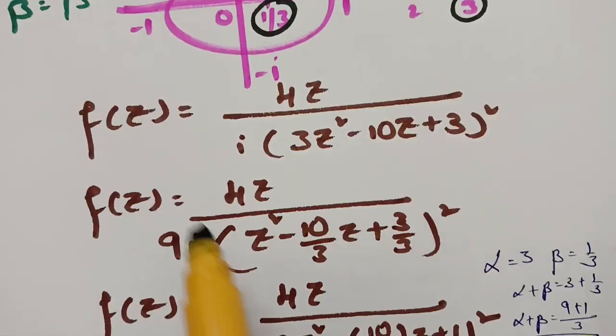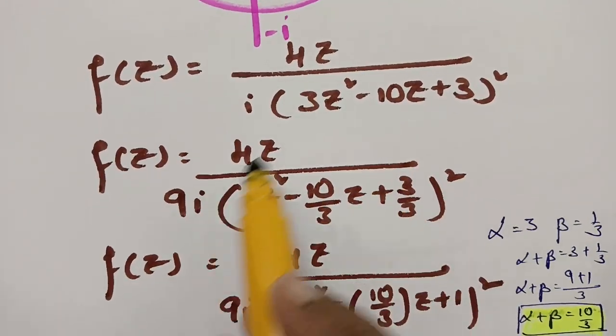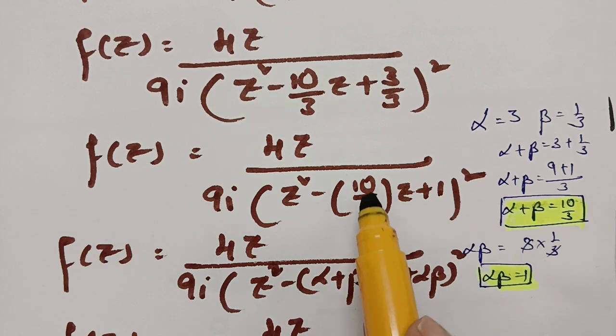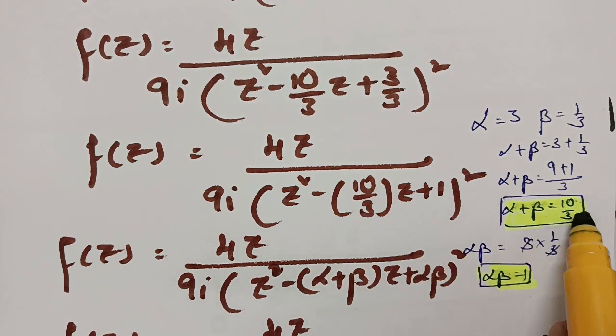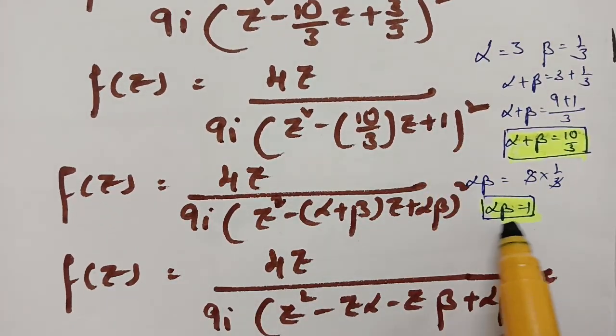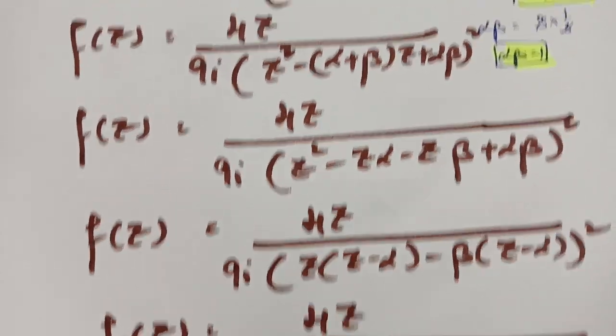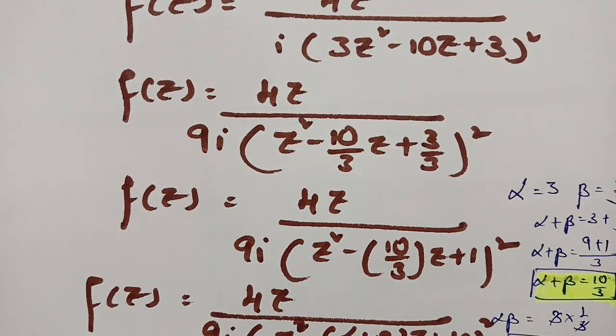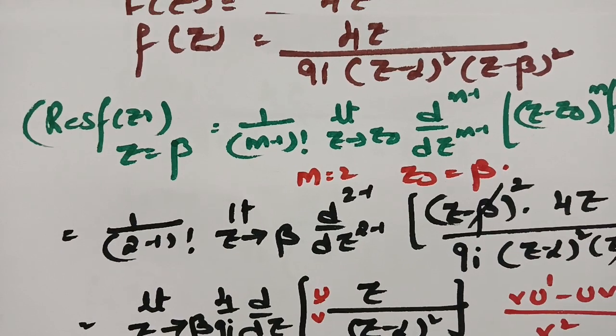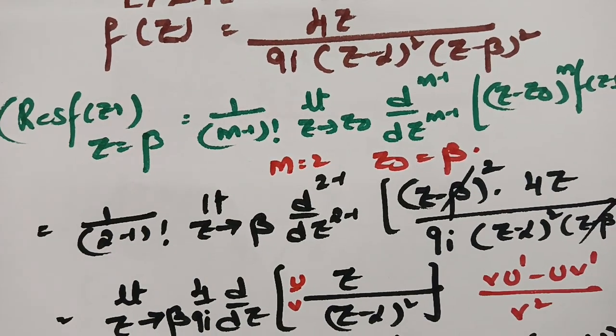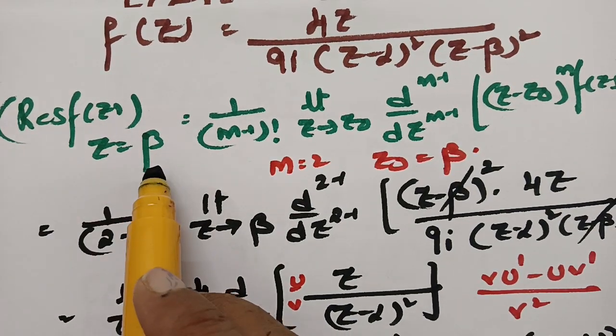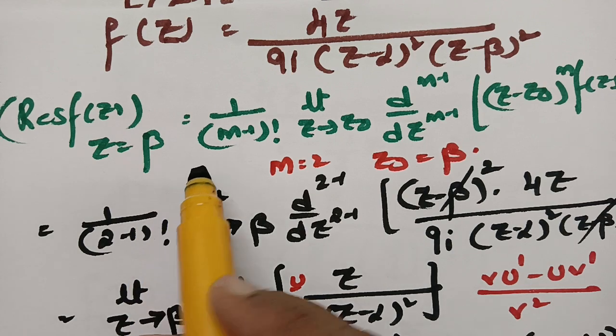For that, f of z is taken, and in this 3 is taken as common, and therefore 10 by 3 can be written as alpha plus beta and 1 can be written as alpha beta. After solving this, I got f of z ready as this. So f of z value is ready. Now I have to find the residue for the interior pole z is equal to beta. So this is the formula.